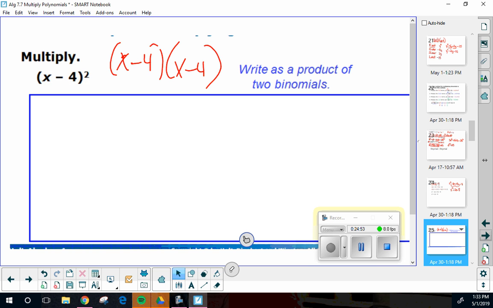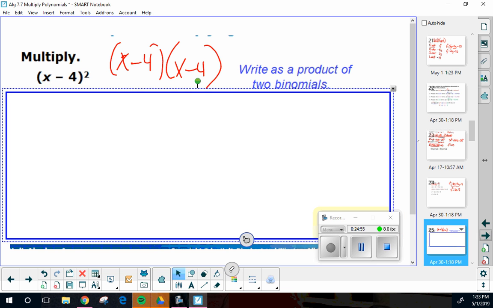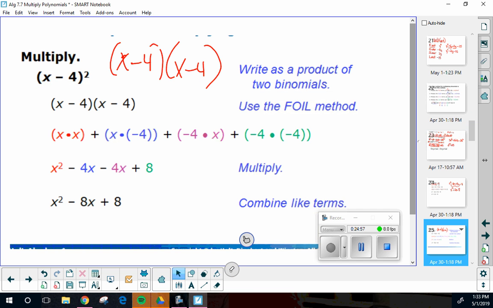Hold your boards up. Let me see what you have. x squared minus 8x plus 8. That does not look right, does it? Oh, wow, that's so weird.